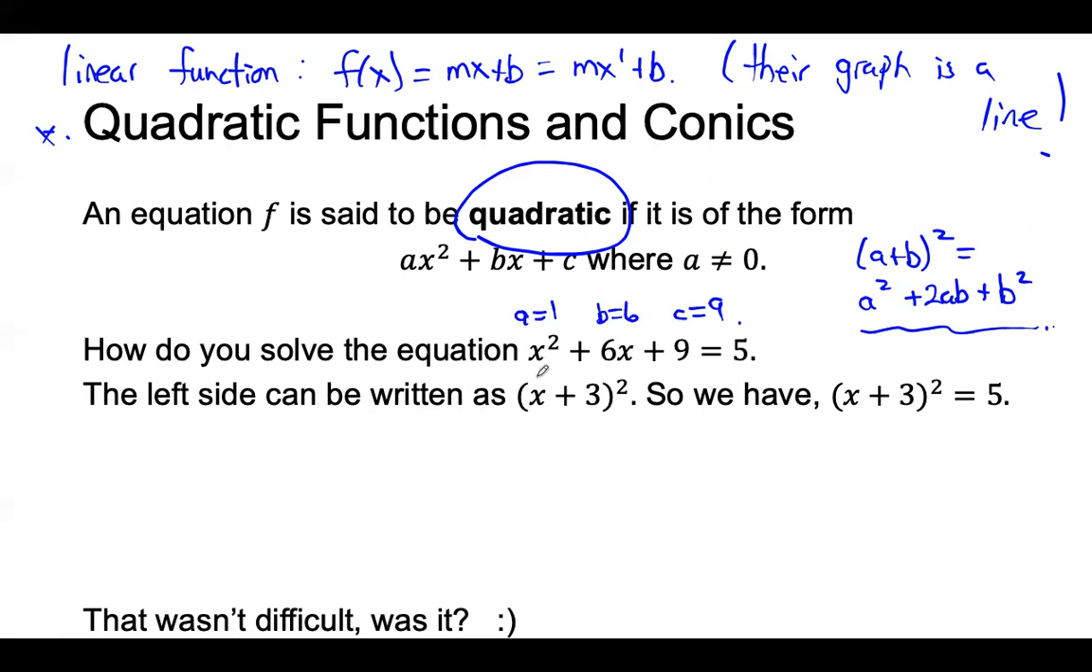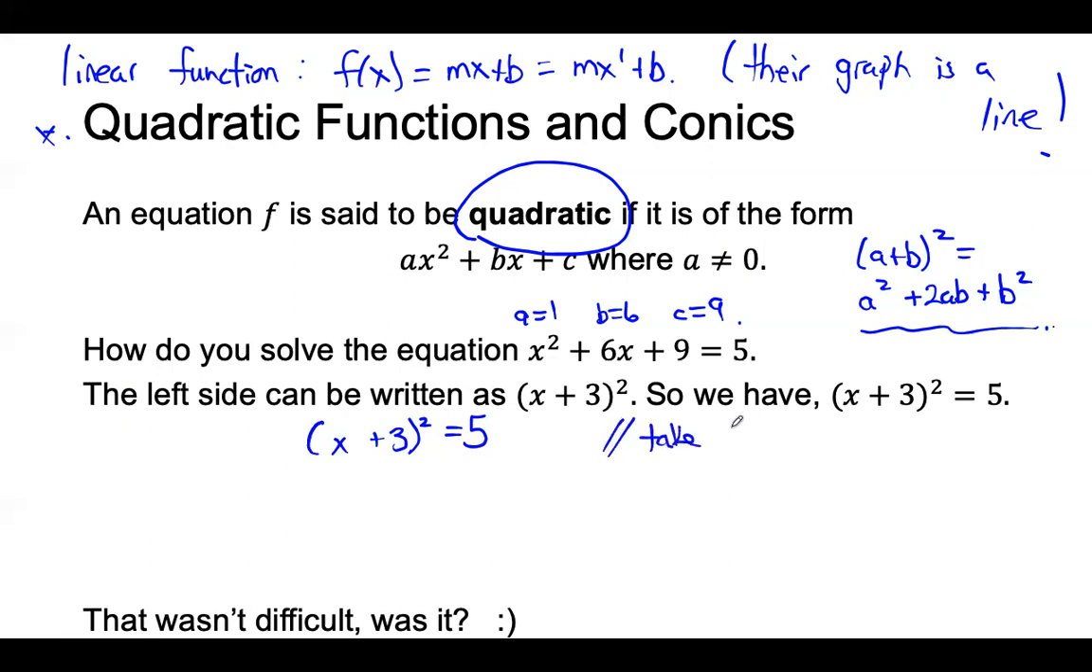So we can rewrite it as x plus 3 squared equals 5, because it has this form, because of the 9 here. Because 3 squared equals 9, and 3 times x is 3x, plus 3x is 6x. So you can check that this is correct, and hopefully you know how to do this from high school.